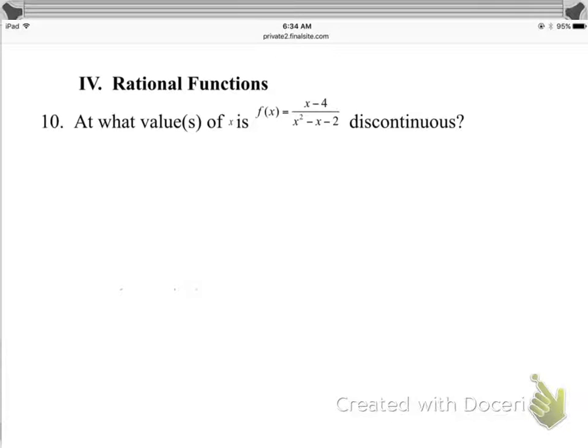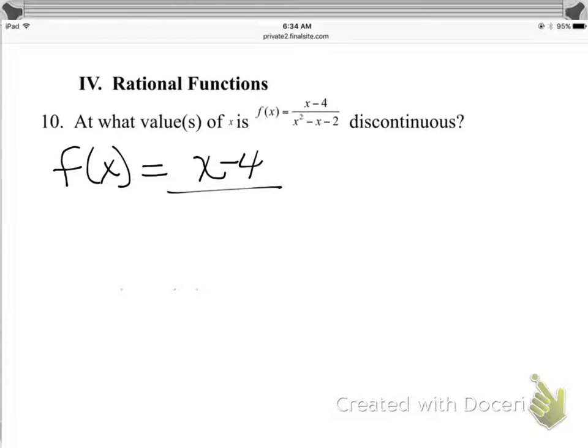Okay, in this section for rational functions, we're going to talk about discontinuities. Looking at this particular function, I see that it's a rational function, and I know that because I have the little fraction. I'm going to have some discontinuities that are going to be apparent if I factor. So my first step is always going to be to factor where you can.